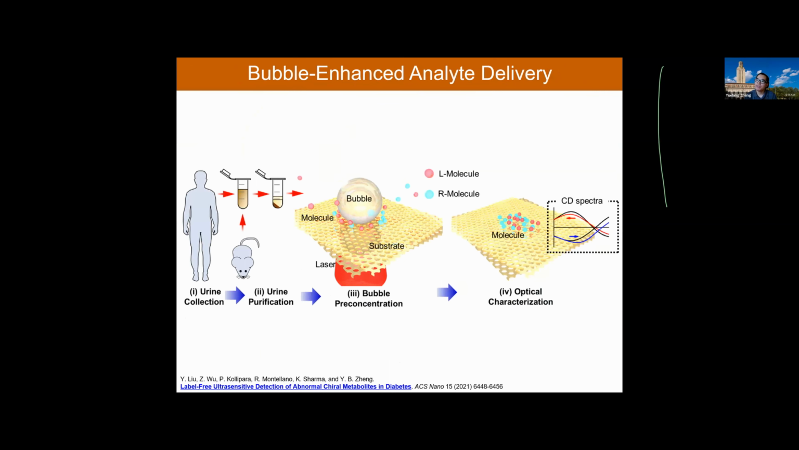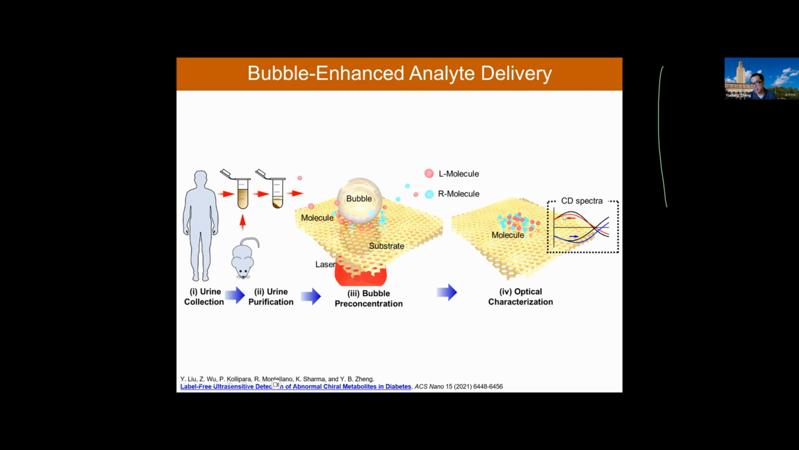Exactly. The purpose of the bubble is to collect the molecules to the surface of the substrate. This substrate is unique. The reason it can distinguish left-handed from right-handed is that it is chiral. This substrate is a two-layer gold nanohole array, and we stack them together and twist them to form this moiré pattern. When we twist it, we introduce a chiral effect, so it is actually chiral.